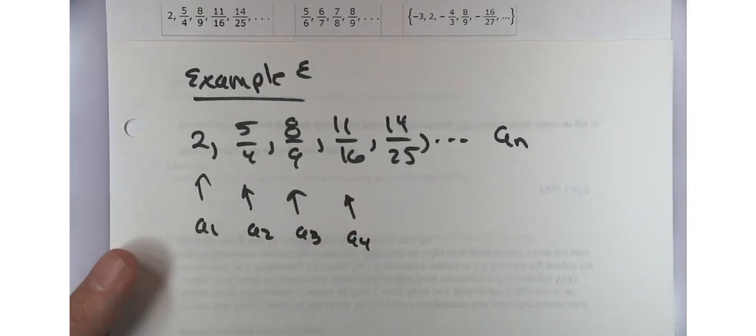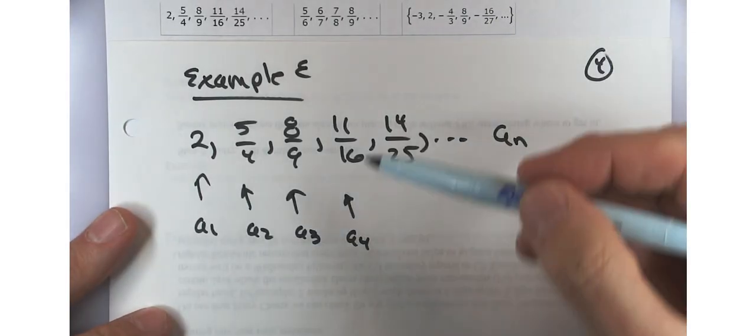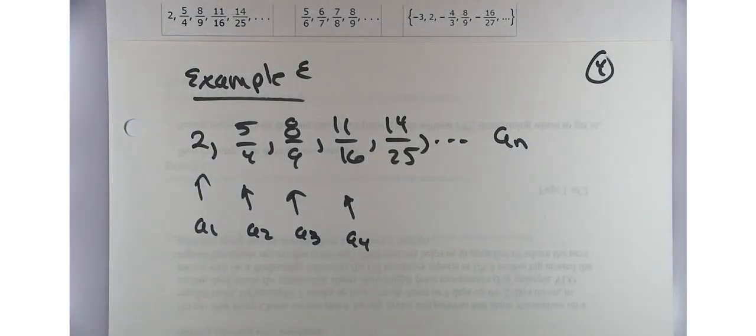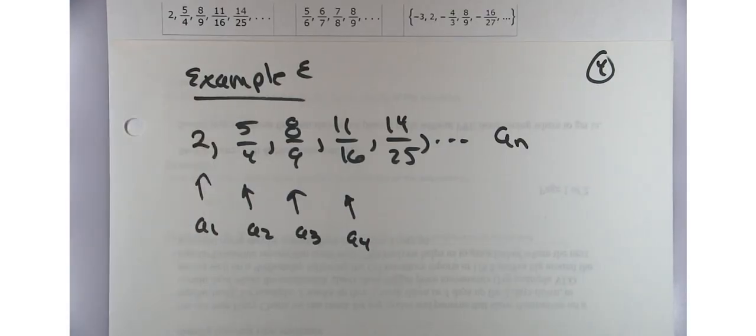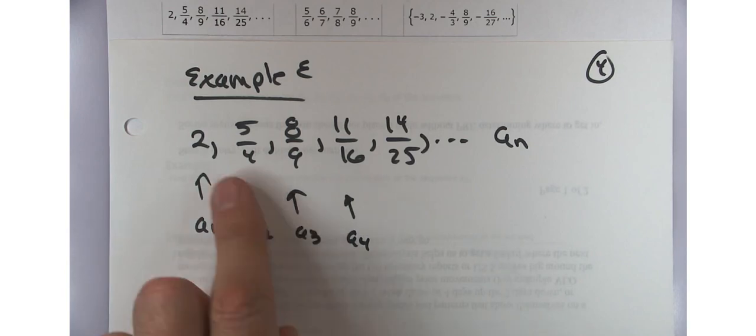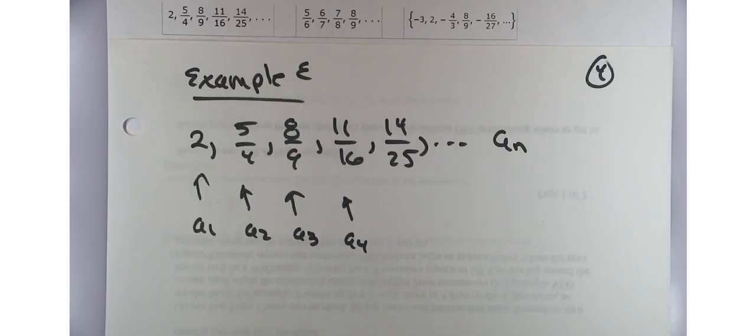Does anyone see anything interesting about parts of these things? You might not always want to look at the first one, because the first one can sometimes be a degenerate case. Things simplify real easily. But can you see anything about this that looks like a pattern? Ethan? The denominators are perfect squares.